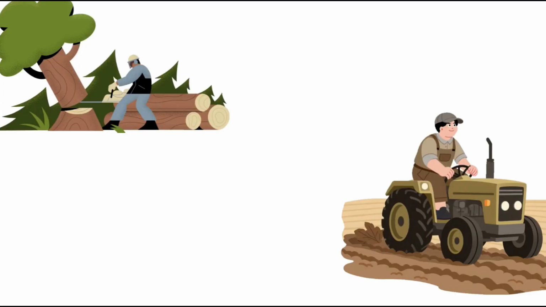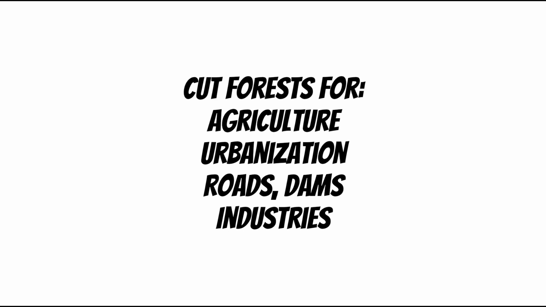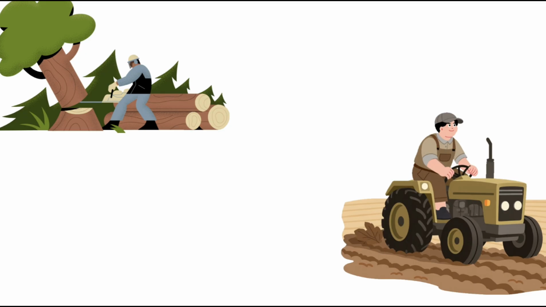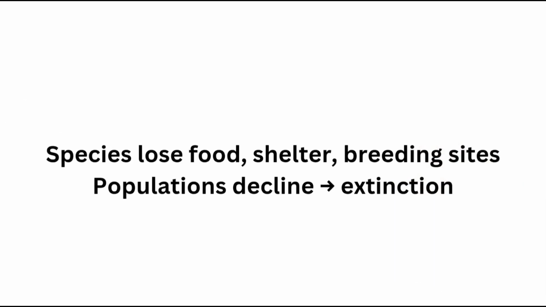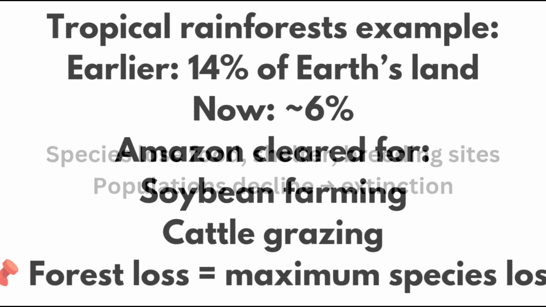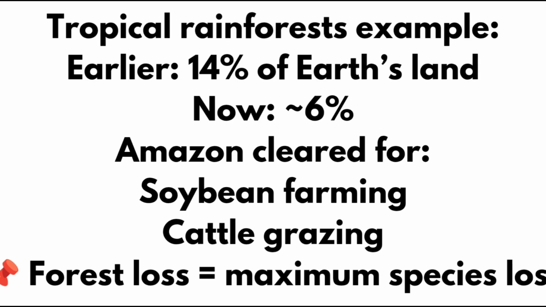How exactly do humans cause biodiversity loss? The Evil Quartet. First, habitat loss and fragmentation. What do humans do? Cut forests for agriculture, urbanization, roads and dams, and industry, which results in loss of species, food, shelter and breeding sites, and population declines that cause extinction. For the tropical rainforest example, earlier it covered 14% of the earth's land, now it is approximately 6%. The Amazon is cleared for soya bean farming and cattle grazing, and forest loss equals maximum species loss.